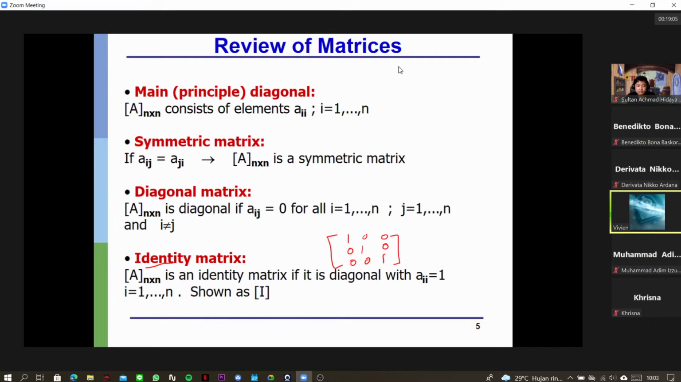Yes, that is correct. So why is this called identity matrix? Because when we multiply a matrix with this matrix, the result will be the matrix itself. And this identity matrix is a diagonal matrix in which all the diagonal elements are one.